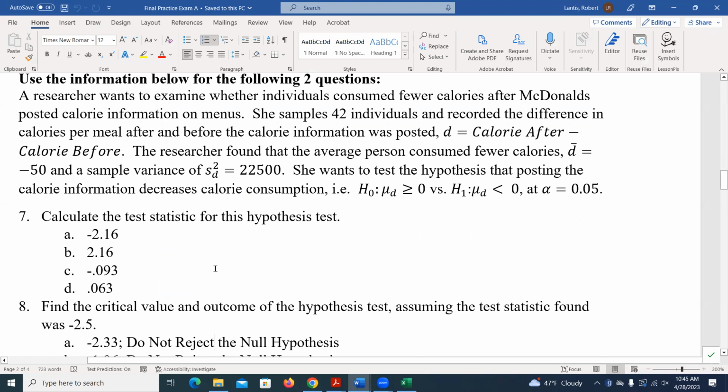Any questions on that before I keep moving here? Try to get through a little bit more before I get out of here.